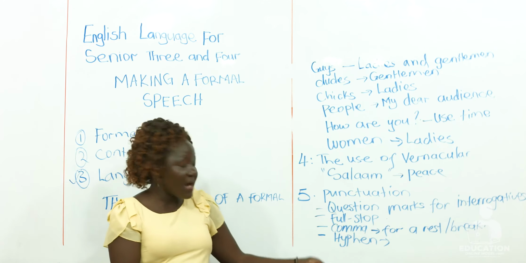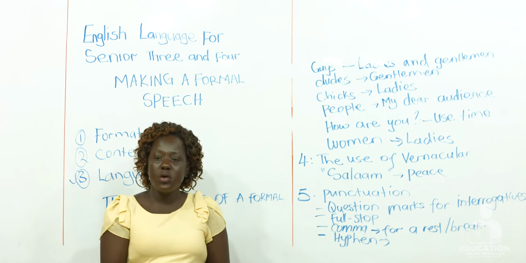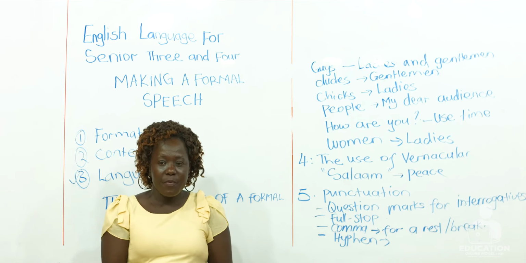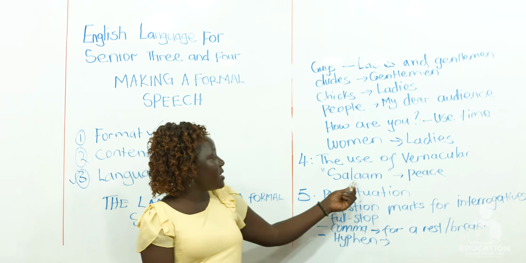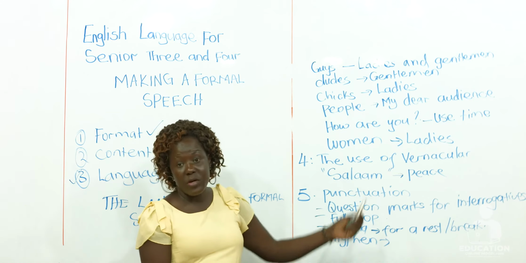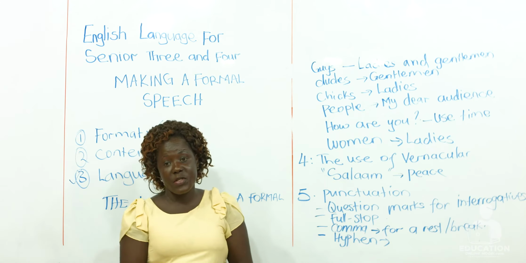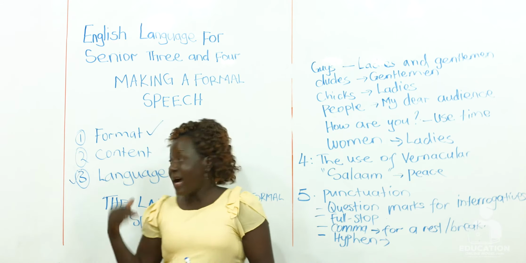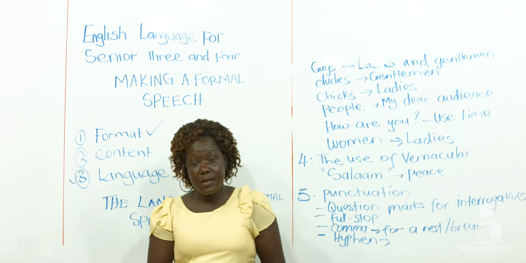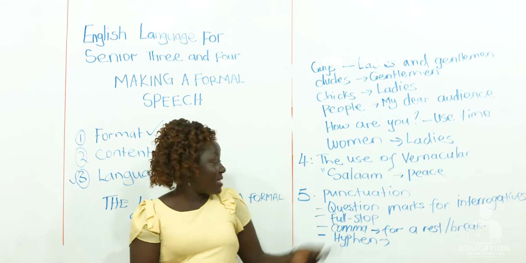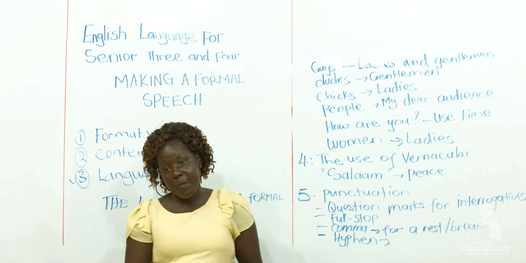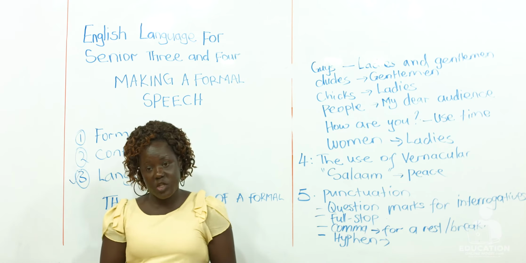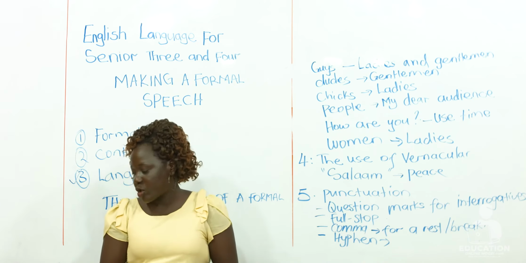Apart from quotation marks, you can also use dashes or even brackets. And even when we're using vernacular, you can use quotation marks. So you see how punctuation is paramount in the language of a formal speech. These are just some few examples of punctuation that you may use when you are writing a speech, or in that case a formal speech.